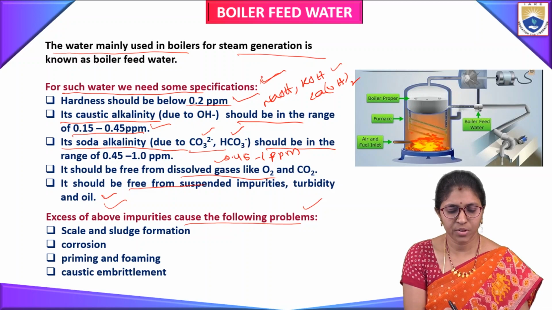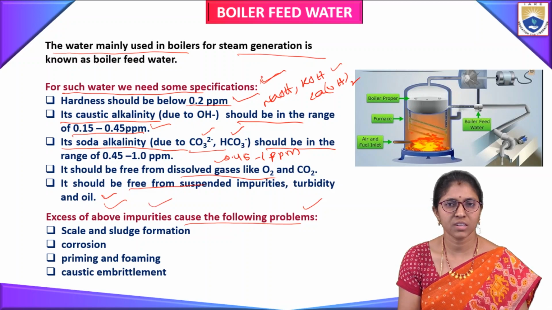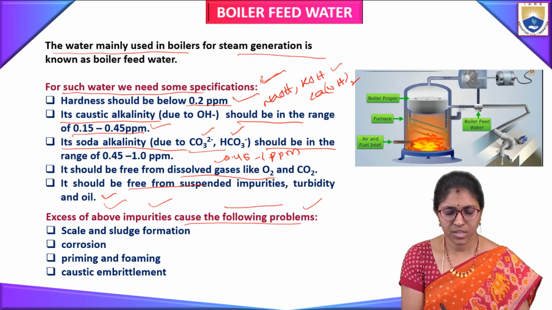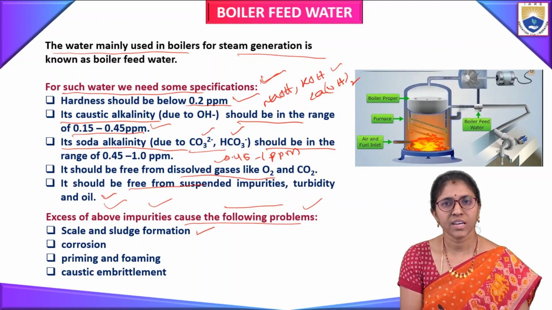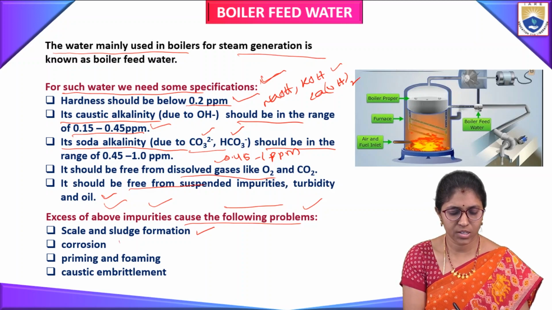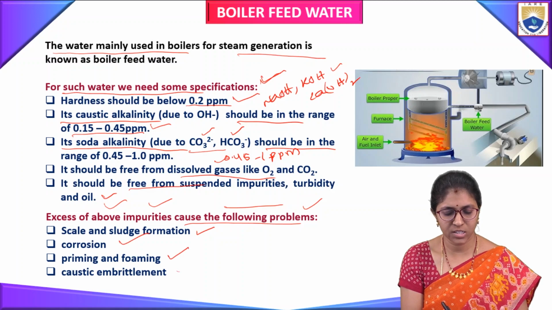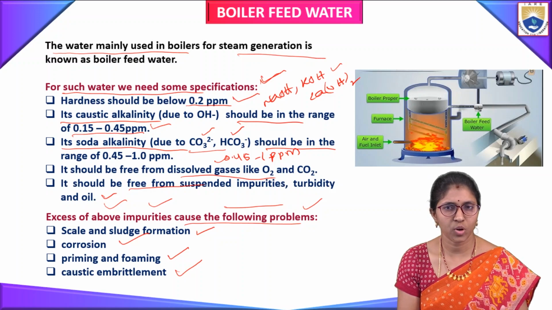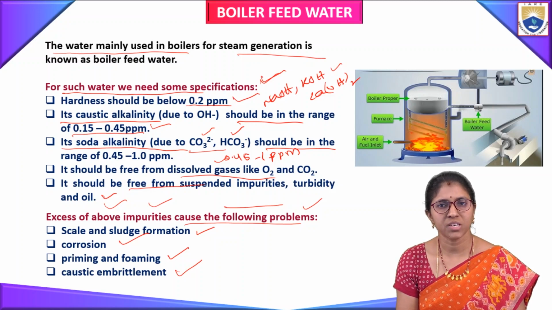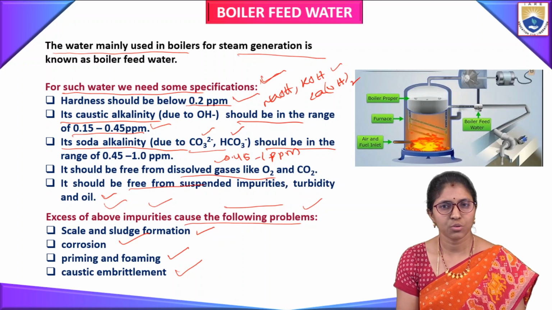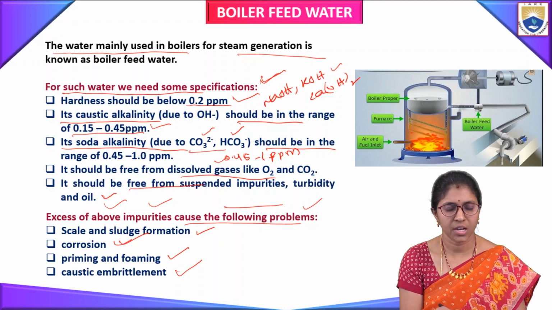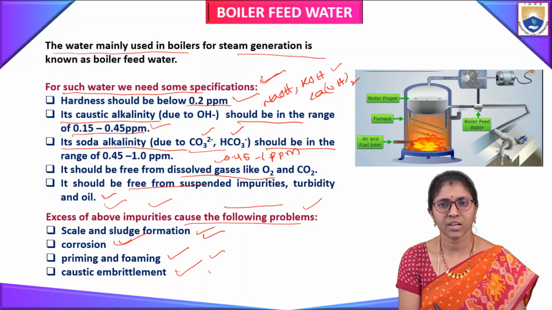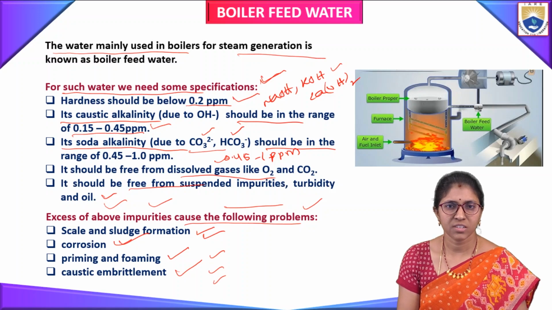If we have more impurities in the boiler feed water, these will cause some problems. These are scale and sludge formation, corrosion, that is boiler corrosion, priming and foaming, and caustic embrittlement. These problems occur due to the impurities present in water.